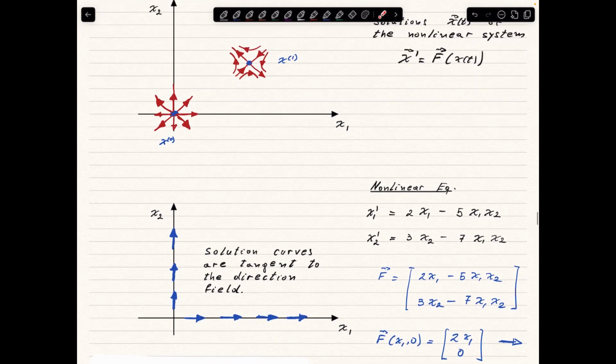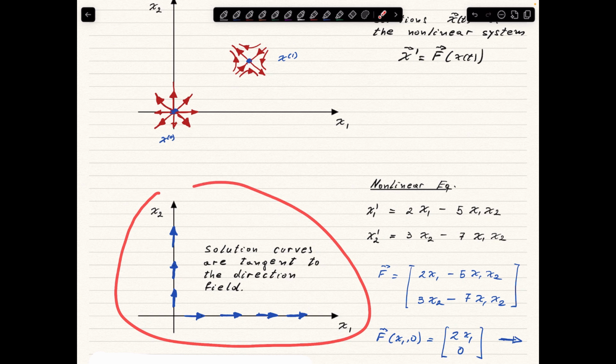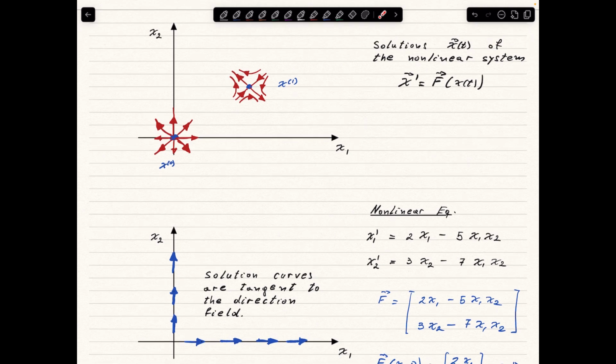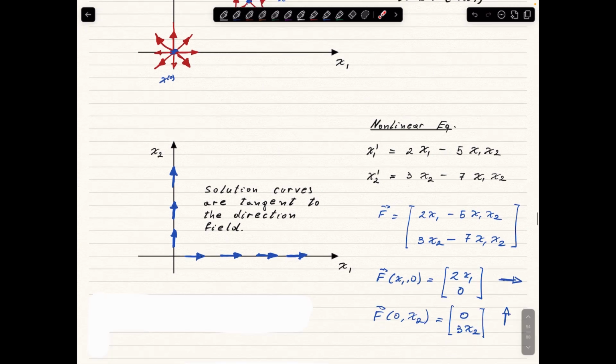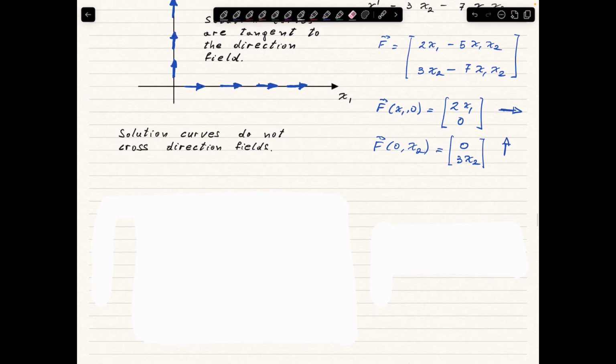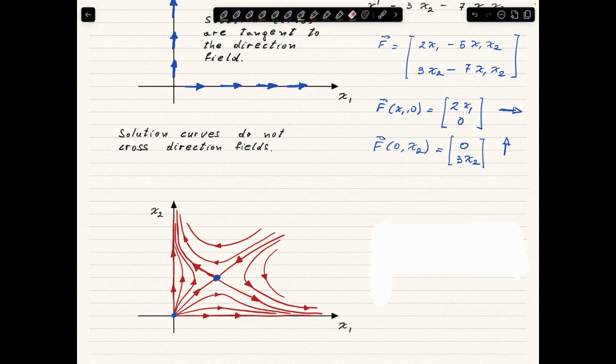Okay, this information about the vector field, and this information about the behavior of the solution of the nonlinear system near these critical points, and the fact that the solution curves are always tangent to the direction field, is enough for us to understand what is going to be the behavior of the solution everywhere else. And here it is. So recall, solution curves do not cross direction fields, and then this is what we get.